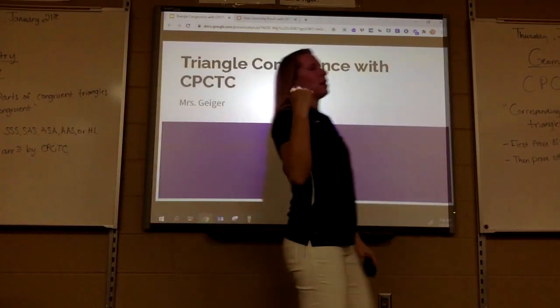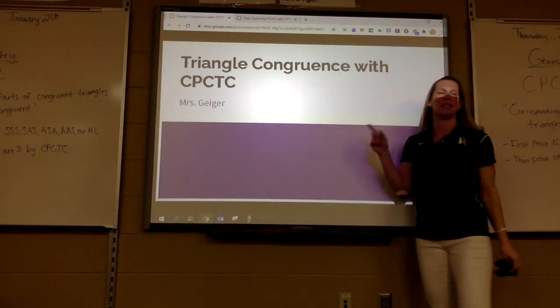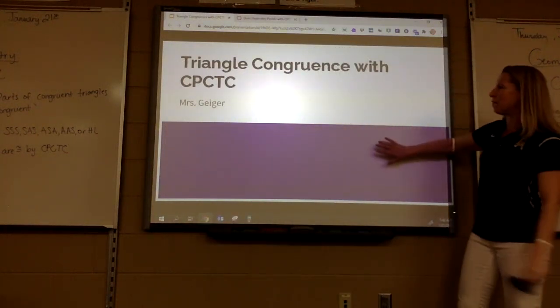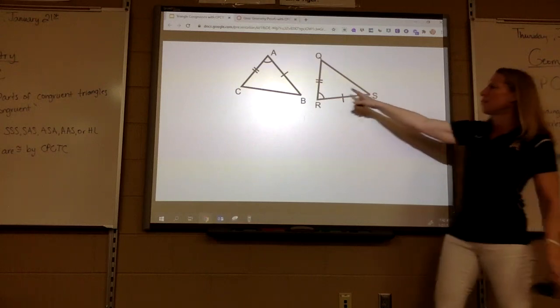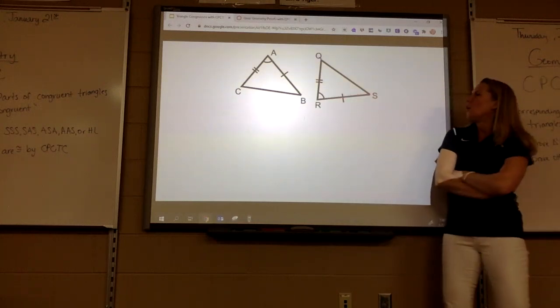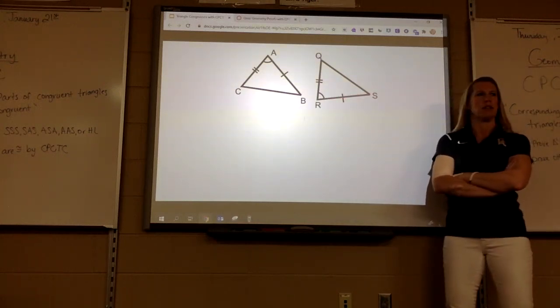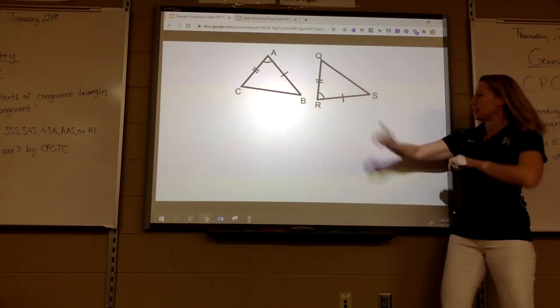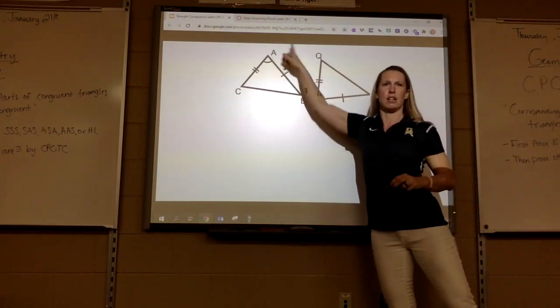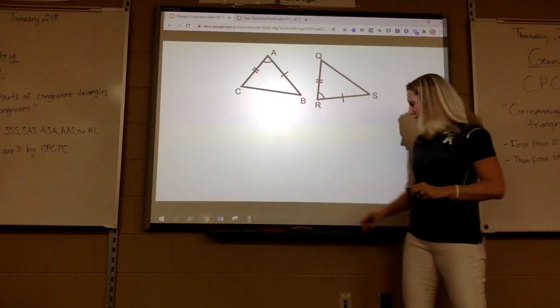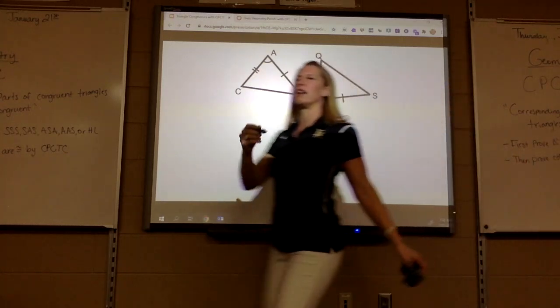We're going to prove triangles congruent with CPCTC. So I'll explain to you what that means. So first, if I'm looking at these two triangles, why would those triangles be congruent? SAS, side, angle, side. You guys agree with that? Yeah.